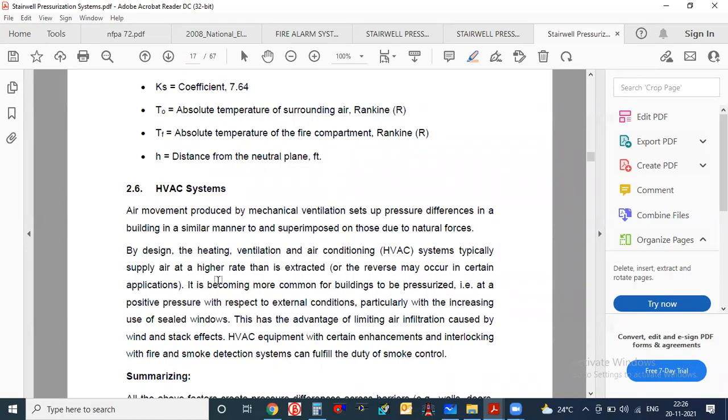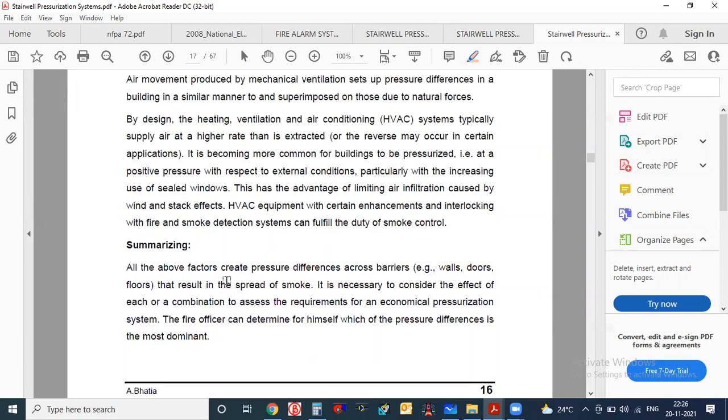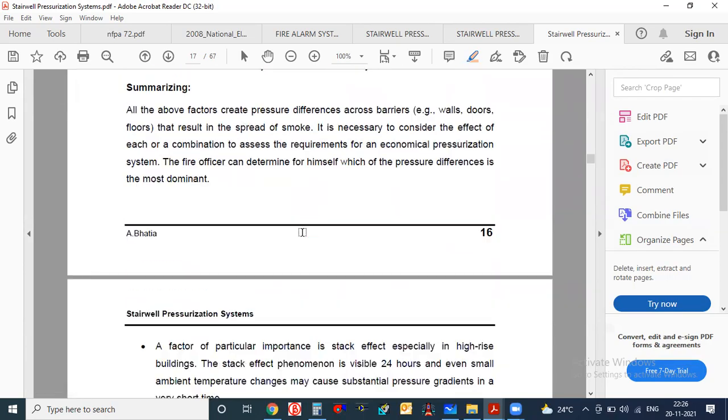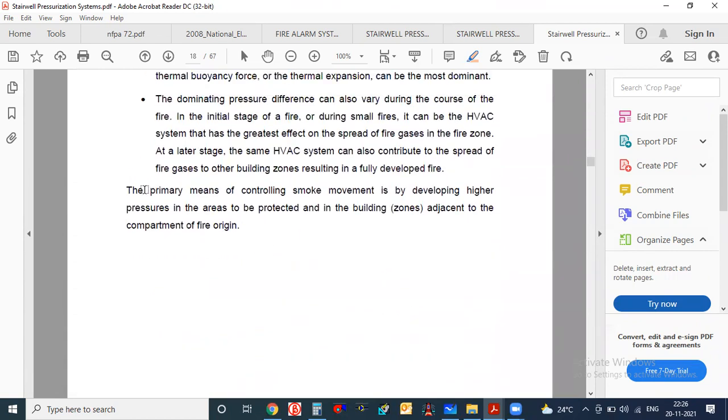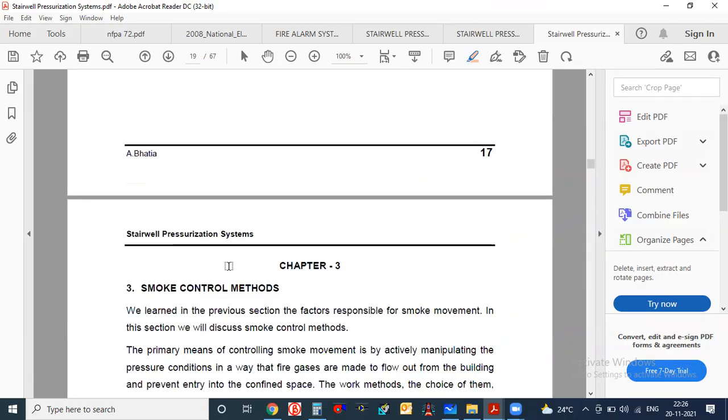That is at a positive pressure with respect to external. Some points are written; they have summarized it. Okay, and some points are given here. Here they have given that the primary means of controlling smoke movement is to develop higher pressure in the areas to be protected in the building adjacent to the compartment of fire origin. This is the primary means.